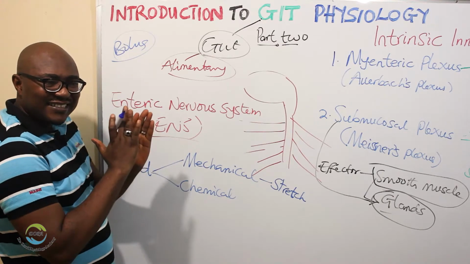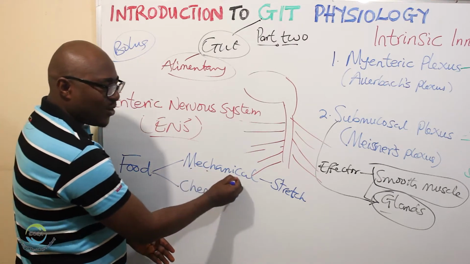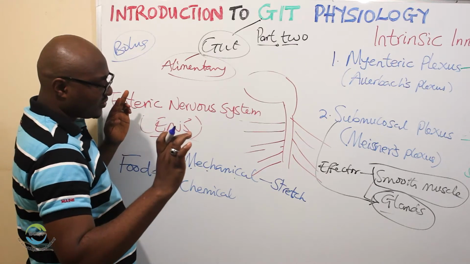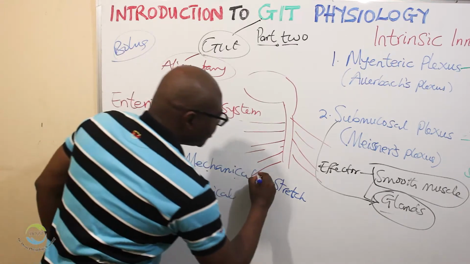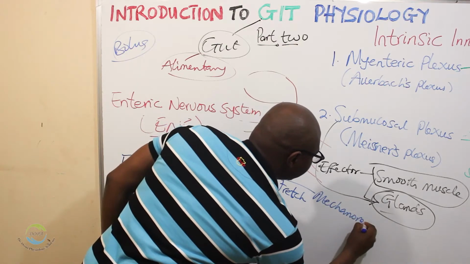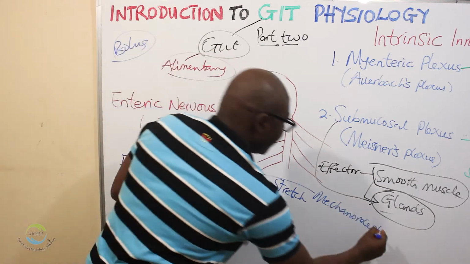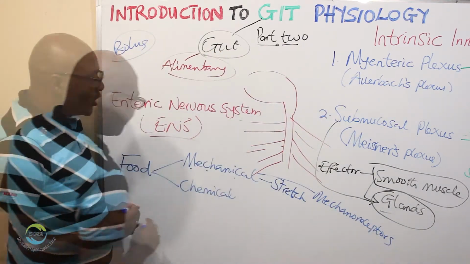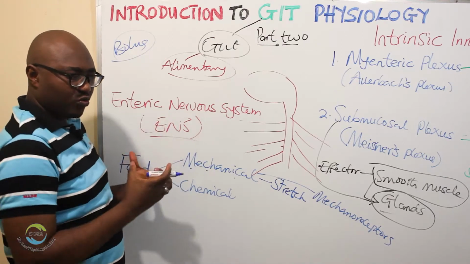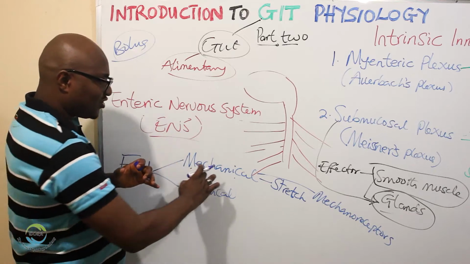And there are certain receptors known as mechanoreceptors or stretch receptors. Okay? So this one, mechanoreceptors. It's good you understand this foundation, mechanoreceptors. So this food has physical bulk and volume that can stretch the wall of the intestine.